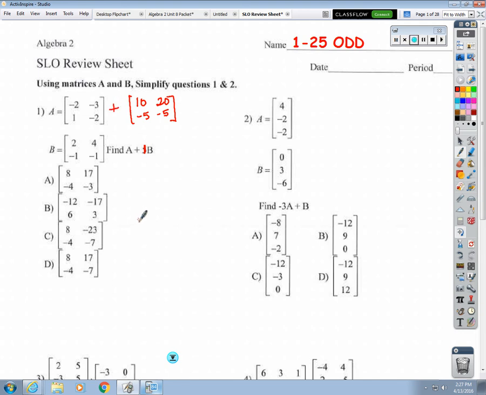Wait. When you add matrices, they have to be the same. Like this one's a 2 by 2, this one's a 2 by 2. To add or subtract matrices, they have to have identical dimensions, and you add the corresponding elements. Like -2 and 10 are both in the same place of their matrix. So you add them and you get an 8, which eliminates B, because that's not an 8.